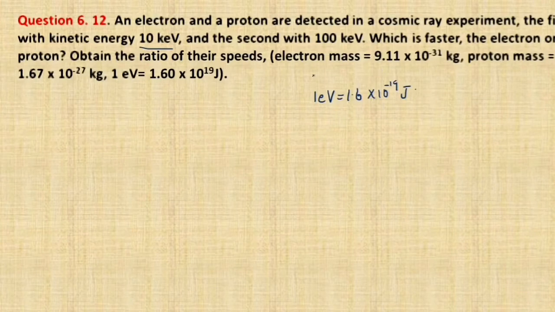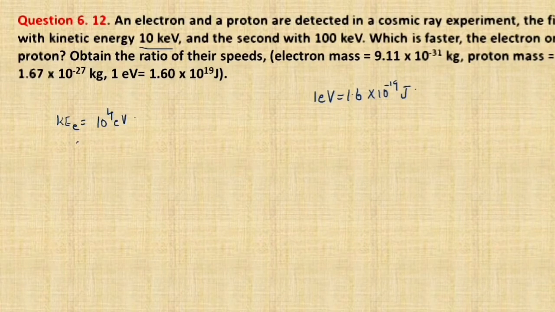Some values are given: the electron mass, the proton mass, and 1 electron volt is equal to 1.6 into 10 to the power minus 19 joule. So first of all, what is the kinetic energy of the electron? It is given as 10 kilo electron volt, right? So we can write here 10 to the power 4 electron volt.